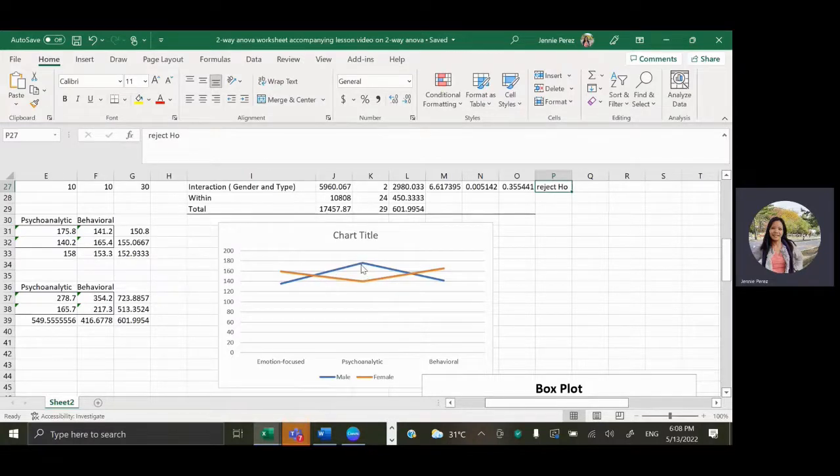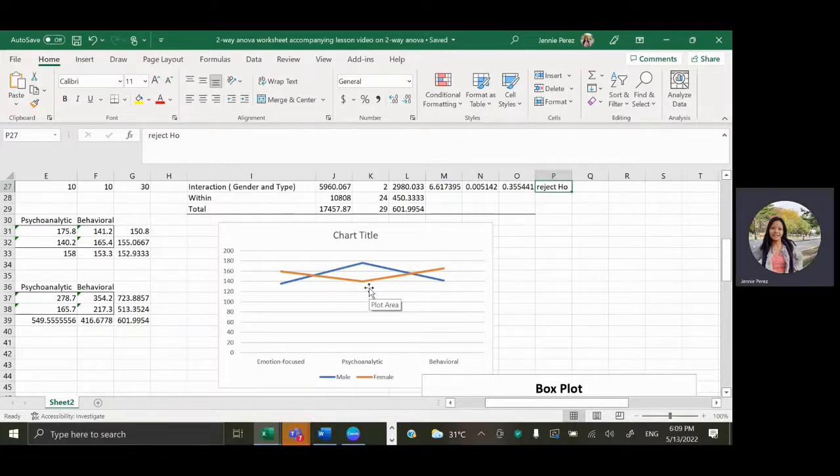We can see that the clients under a male counselor using psychoanalytic type of counseling had increased grief scores than the clients under a female counselor. Both are using psychoanalytic type of counseling.